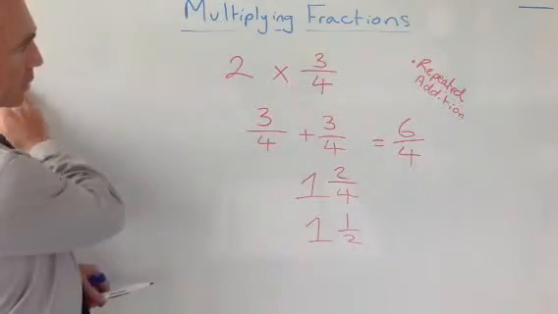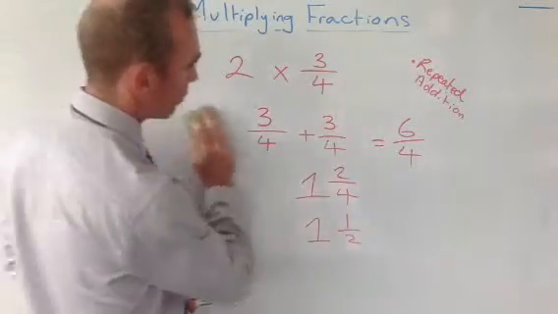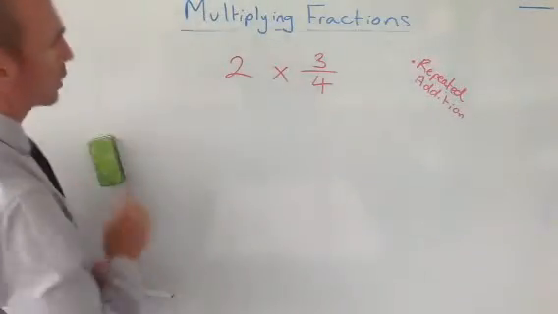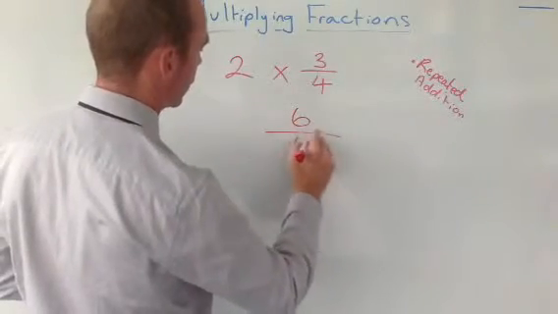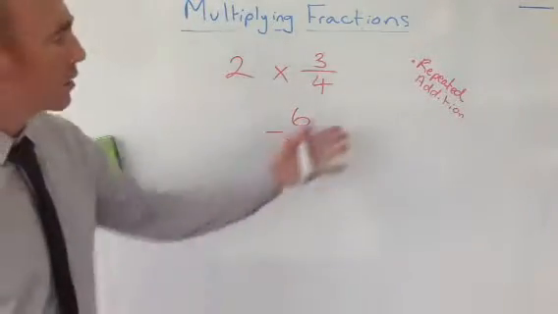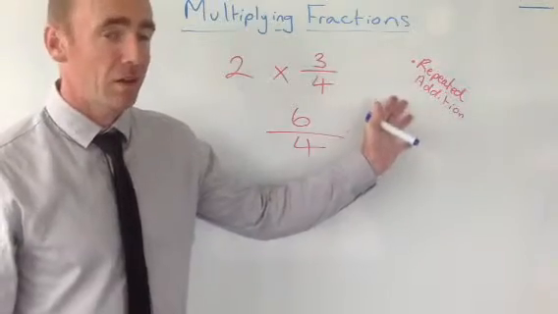Now just the multiplication, so that's repeated addition. The multiplication way of doing it goes a little something like this. 2 times 3 is 6, and it stays over the 4. Okay, that's just to show you what it's all about.